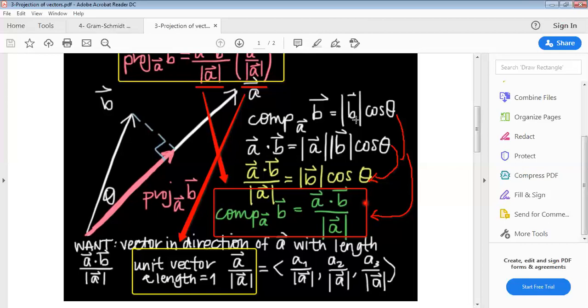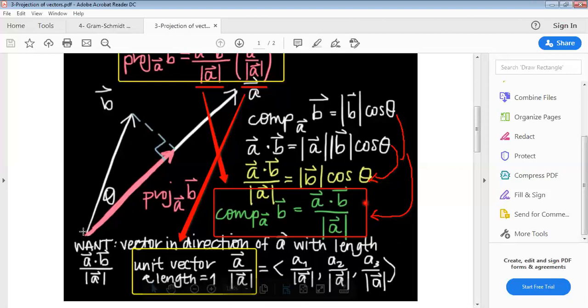So finally what we can write: component of b bar is equal to magnitude of b bar into cos theta, right? So component of b bar on a bar is equal to magnitude of b bar cos theta, and from this one, that is a bar dot b bar by magnitude of a bar. This is the component formula.